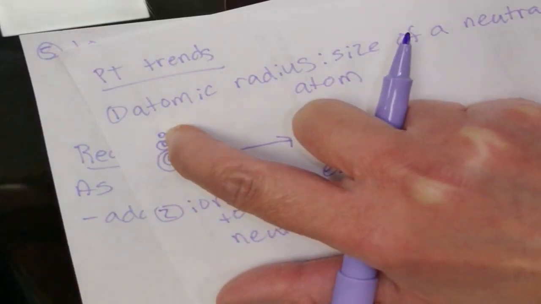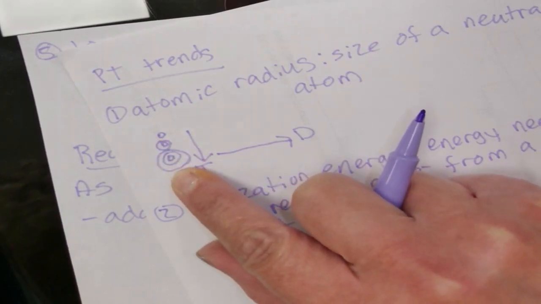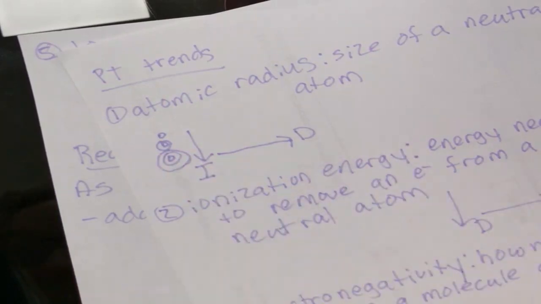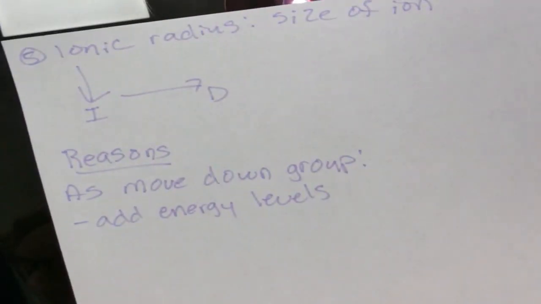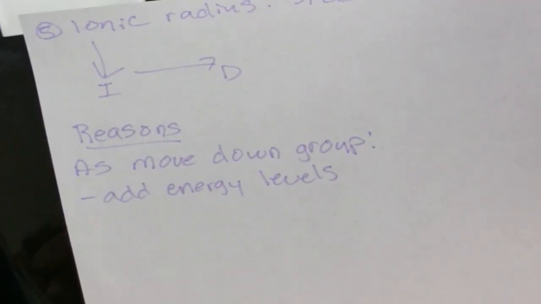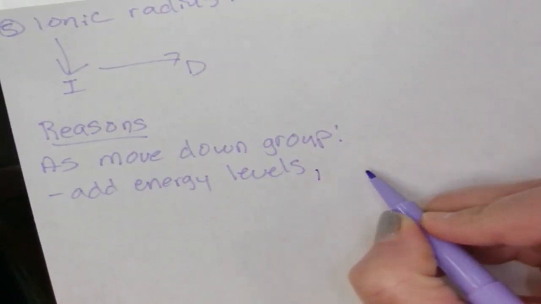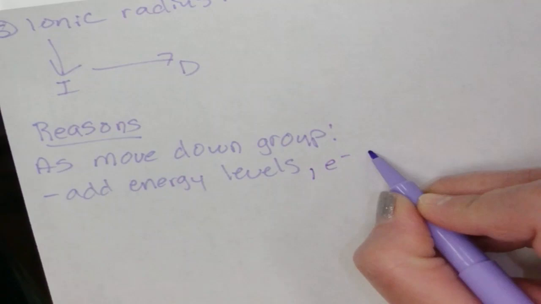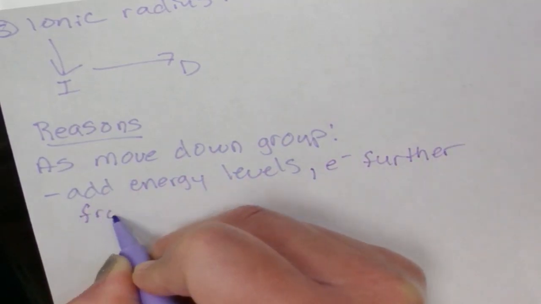All right, and again, a review. Energy level 1, this right here, and then energy level 3. So our electrons are coming down. This is why we look at Bohr models, because it gives us a great visual representation of where those levels are. All right, so as we add energy levels, electrons are further from the nucleus.